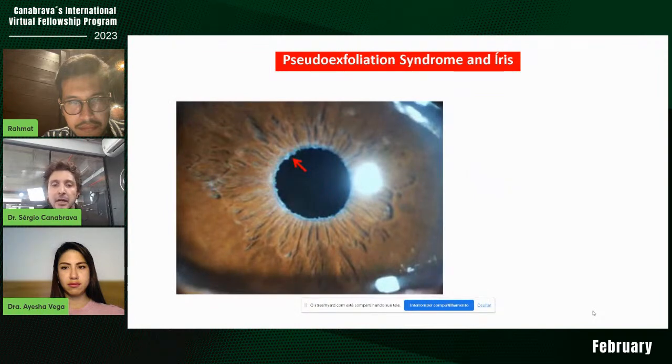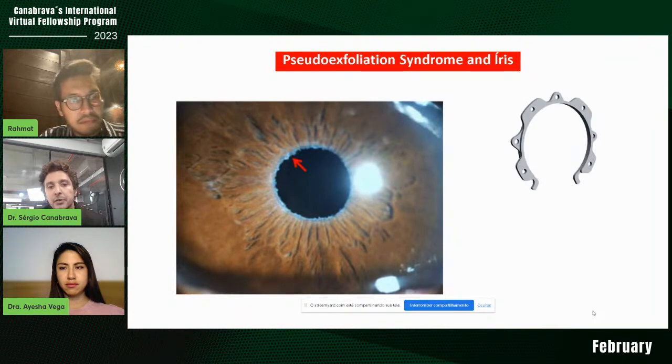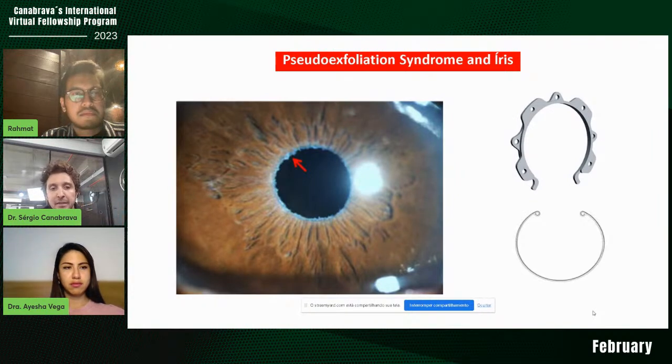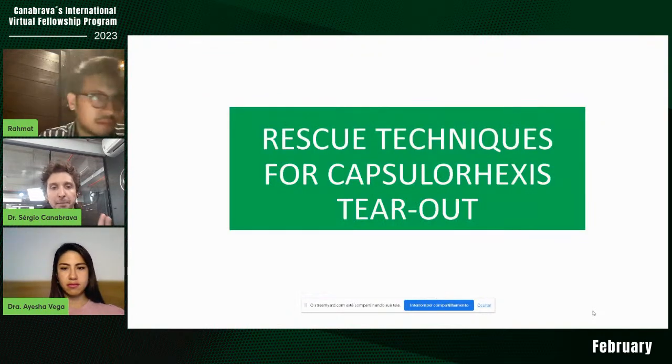Here is another point about applied anatomy. You need to observe this patient with pseudoexfoliation. In case of pseudoexfoliation, my personal take is that you need to use an iris expansion ring and you need to use a capsule tension ring. In the ebook, you have the sizes of the capsule tension ring: 10, 11, 12, 13. It's important to pay attention to the size of the CTR and the white-to-white diameter, okay?